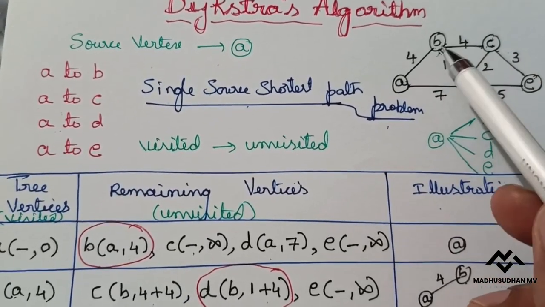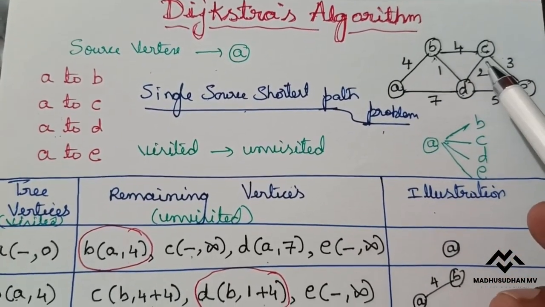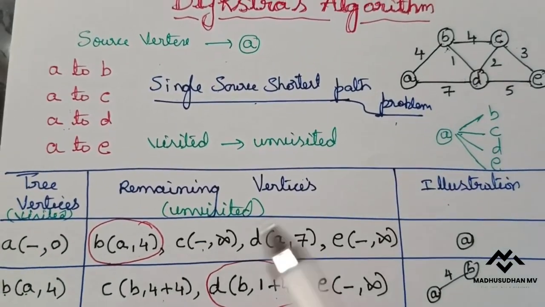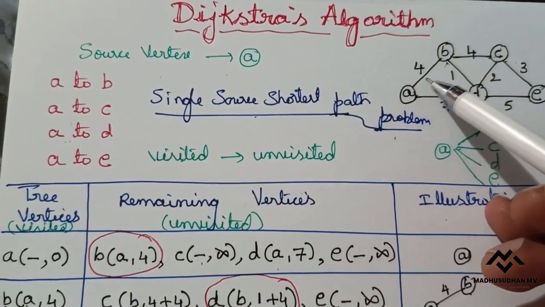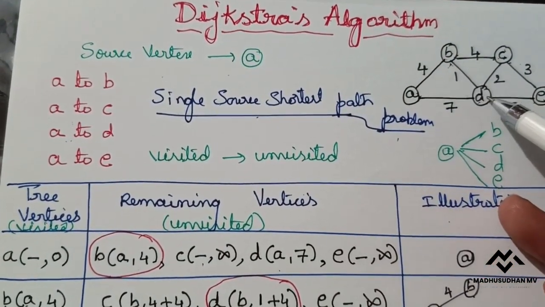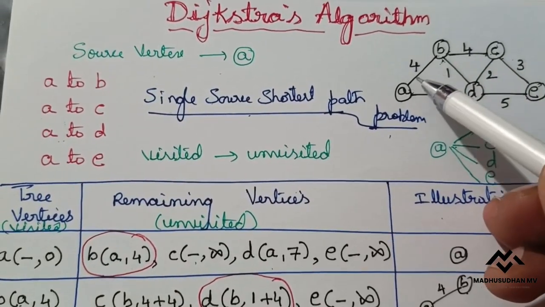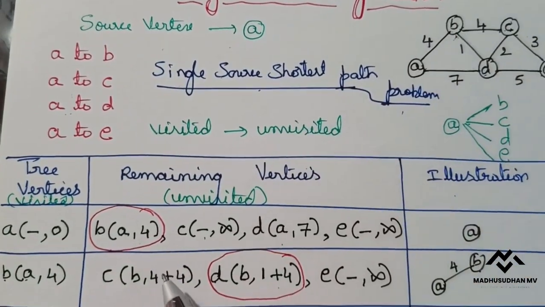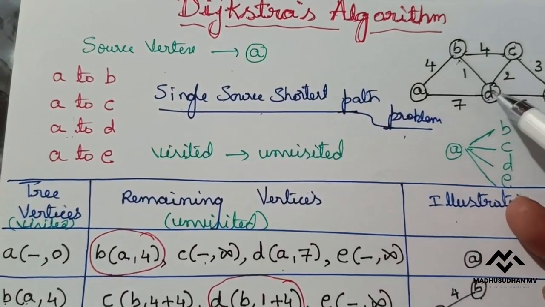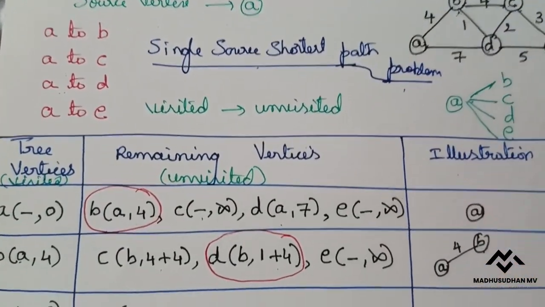But to reach D, 5. So total is 7. But earlier it was 8. So now see, through this path, A to B, B to D and D to C: 4 plus 1 plus 2, 7. But the previous one is 8. Previous 8 and now it is 7. Which is minimum? 7 is minimum.